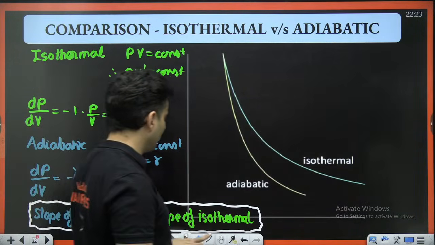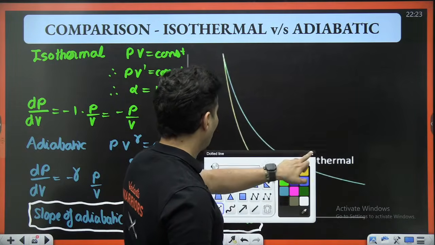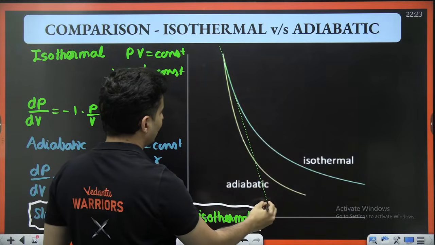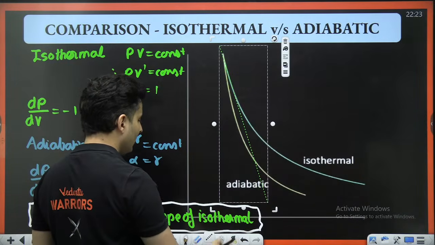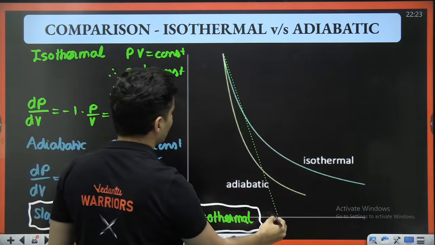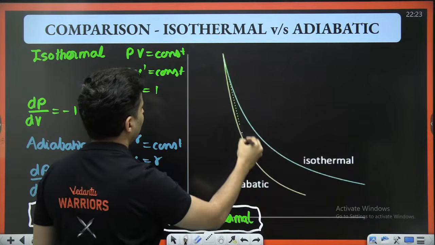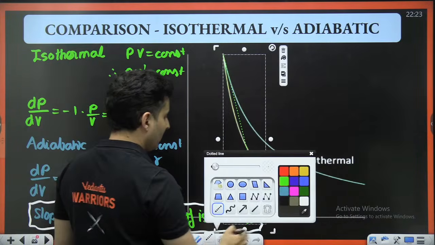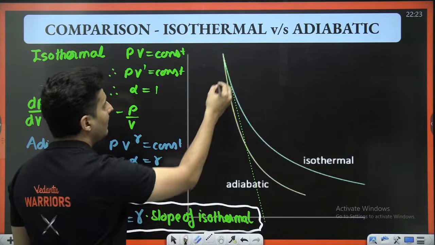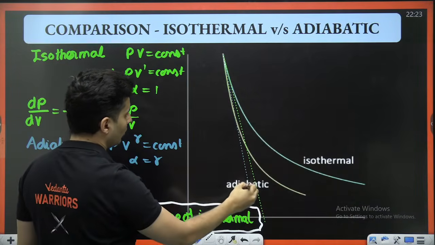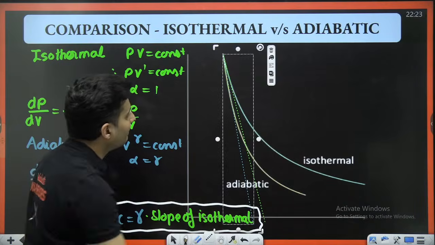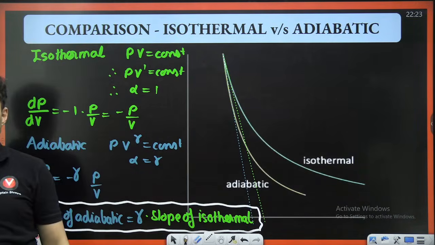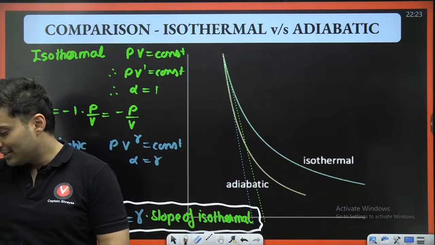So if you notice over here, if I draw a tangent to isothermal, maybe it will be like this. Let me just show randomly. Little difficult to show. Maybe it will be like this. But if you show for adiabatic, it will be more slopier. You can see the tangent will be more steeper. Can you see that? The blue dotted line is steeper than the green dotted line. That is the idea behind it.